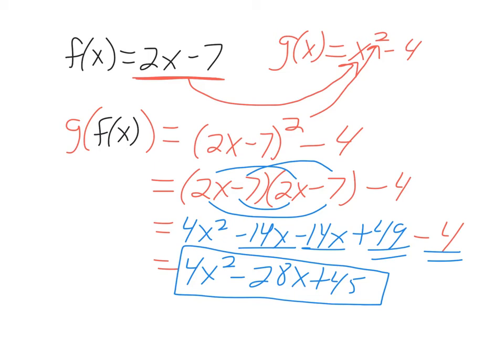So you took your f function, your f equation, put that whole thing in where the x was. You had to square it because that's what the g function said: square whatever you put in there and then subtract 4. So that's what my final answer is going to be.